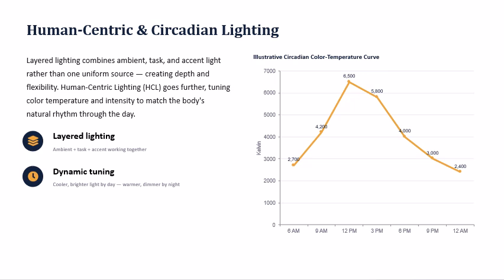So that is layered lighting and dynamic lighting. Layered lighting combines ambient, task and accent working together. Then dynamic tuning, that is cooler, brighter light by day, then warmer, dimmer light by adjusting the light. So that is dynamic tuning.